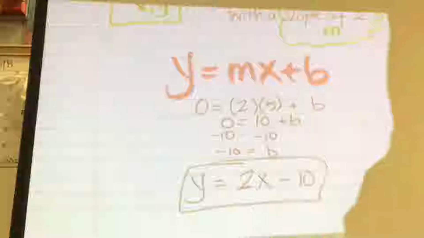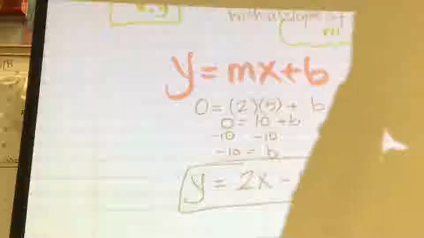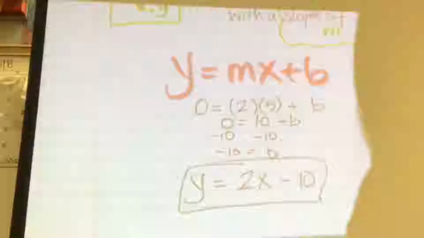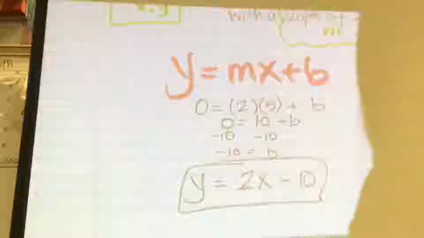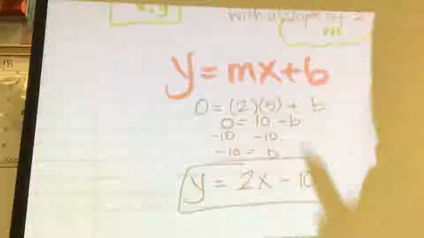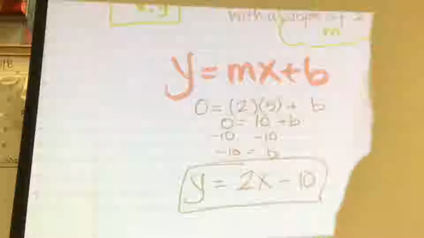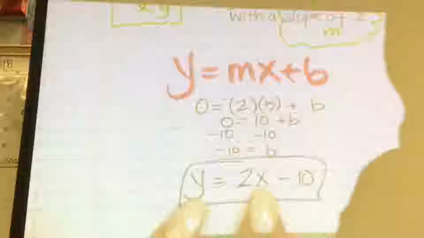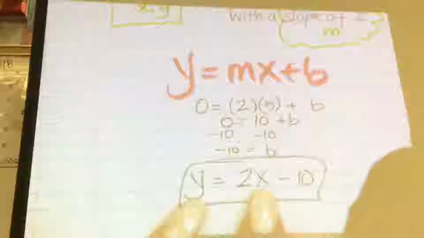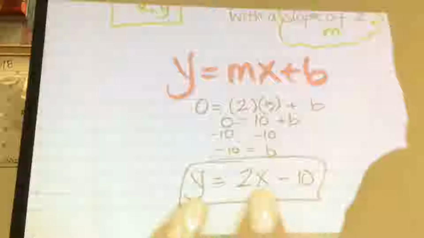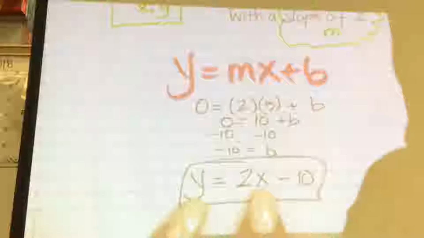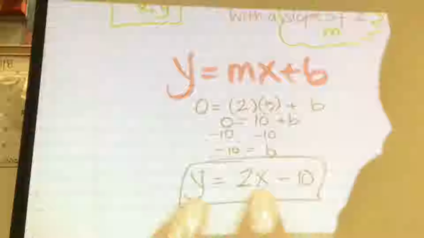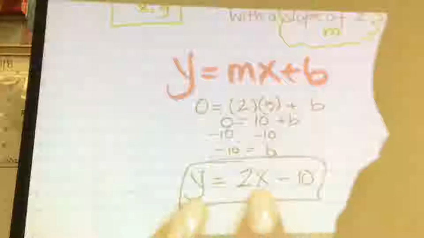All the variables are on one side. Yes, the x and the y are on the same side. Are x and y on the same side of the equal sign? No. The x and the y need to be on the same side. I need eyes on me.